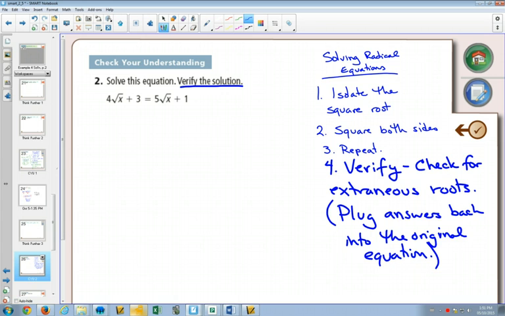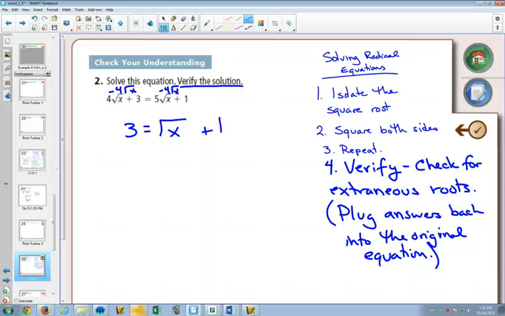Now this question has two square roots. It's got a square root of x on one side, a square root of x on the other side. I hope you can see that those are like radicals. So we're going to isolate the square root first. We're going to combine our radicals. Can you see that if I subtracted 4 root x on both sides, that would leave me with 3 equals 1 square root of x.